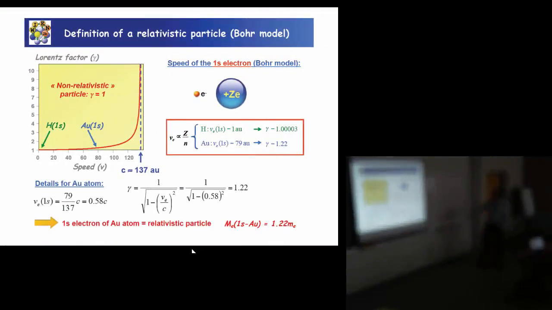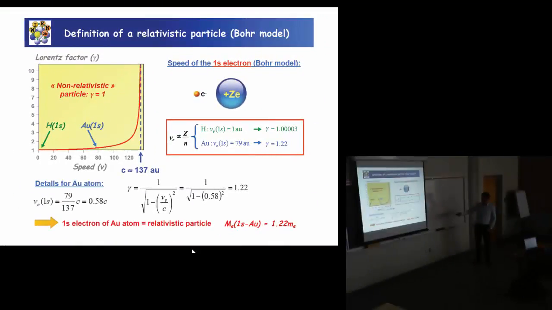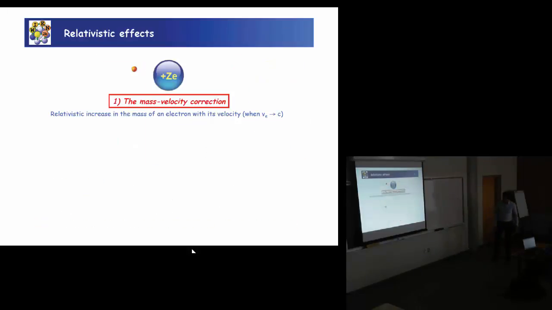So if you look at this Lorentz factor, 1.22, it will lead to a relativistic mass that will be the Lorentz factor times the rest mass. So you will have an increase of mass of 22% for the 1s electron of gold. So if you think about that, the 1s electron of gold is so close to the nucleus, it is a very fast electron, and then you have an increase of mass of 22%, which is huge.